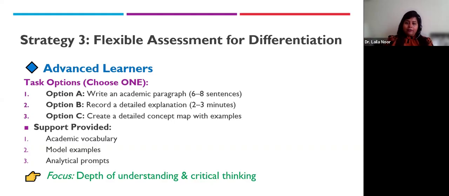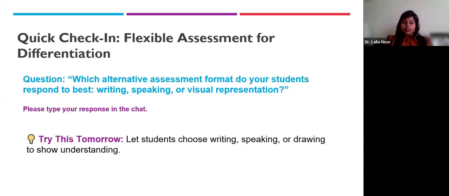What I said, for advanced learners, I expect them to use sources in their writing to demonstrate their knowledge and support their arguments, and a detailed map. Here, there is more depth of understanding, and we see whether they can express their critical thinking capability. So here is a quick check-in: what type of assessment formats do you think students respond to best in your classroom? Is it writing, speaking, visual representation, recording, or something like that?